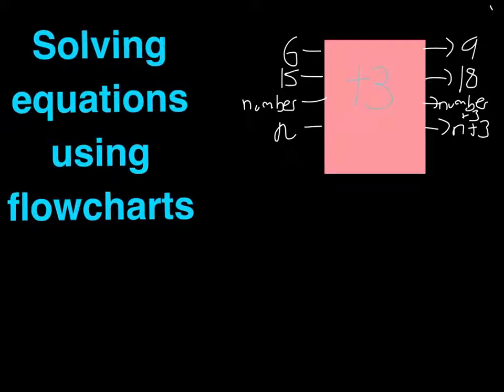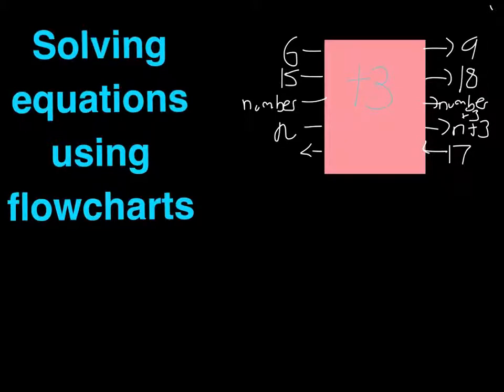Now when we're solving equations, we're thinking about what we need to put in the machine to get a certain result. So let's say I got 17 out of this machine. So what do I need to put into the machine to get 17? Okay, so basically I'm going the other way. I want to know what I needed to start with.